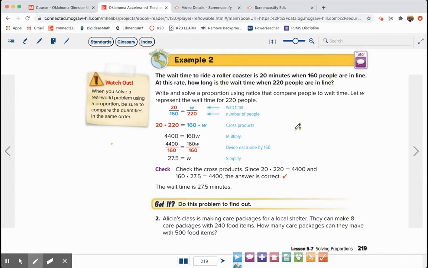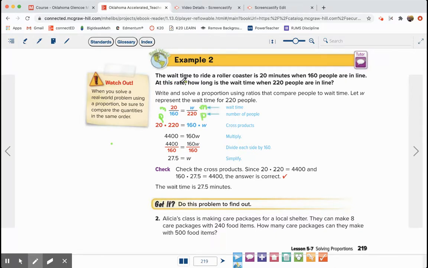I think that's why proportions are part of my favorite in math, is because you can turn almost anything into a proportional problem. So we know it was 20 minutes when there was 160 people in line. So use that to make a fraction. So 20 over 160, or you could do 160 over 20, doesn't matter. But since they did 20 over 160, that means they put minutes on top and people on bottom. Okay, so we have to keep it that way. So on my other fraction, I have to have minutes on top, people on bottom.